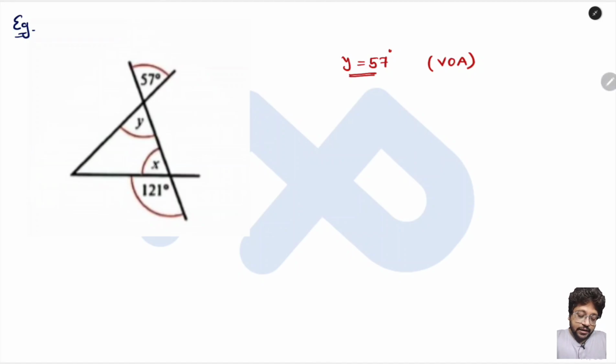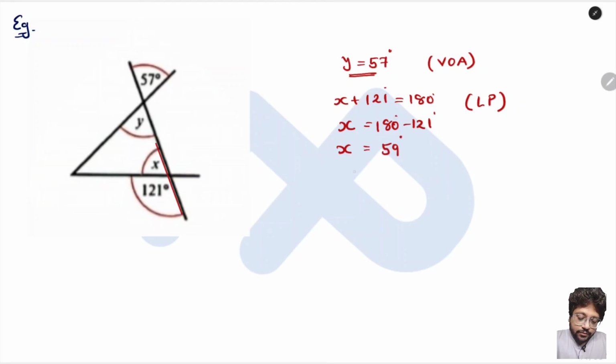Similarly, you see x and 121, they are on the same straight line, so they add up to 180 because they form a linear pair. So x plus 121 is equal to 180. Reason is linear pair. Here I am writing in a short form, but don't use the short form in the exam. So x is equal to 180 minus 121. That's easy, that is 59. Clear? So this is how I found x and y both.